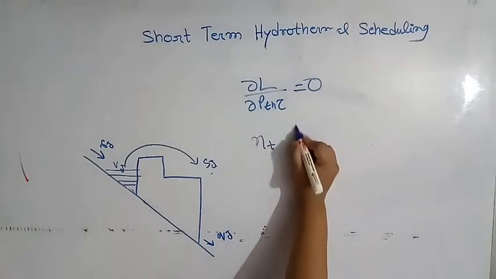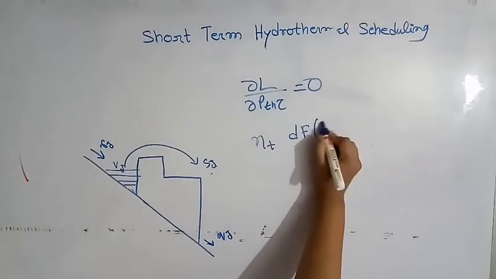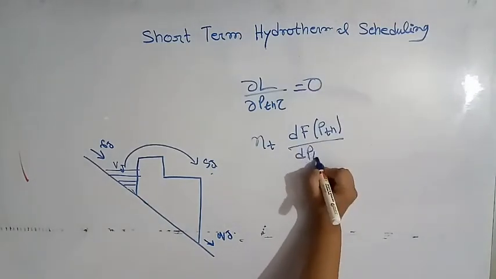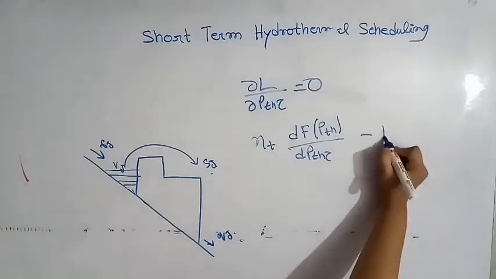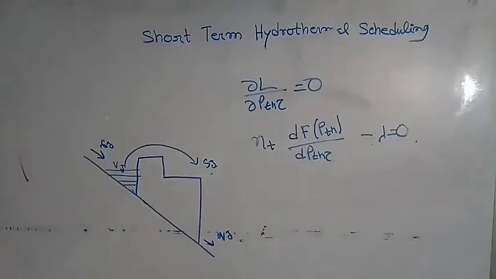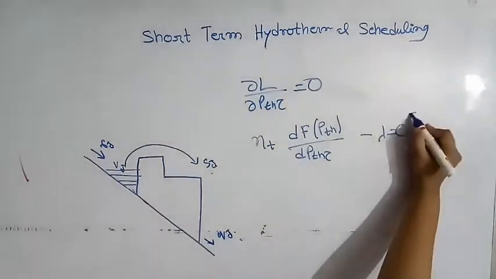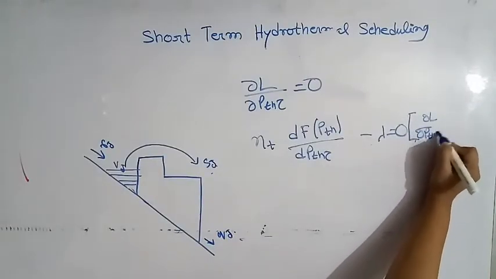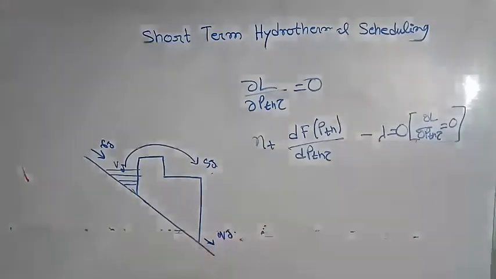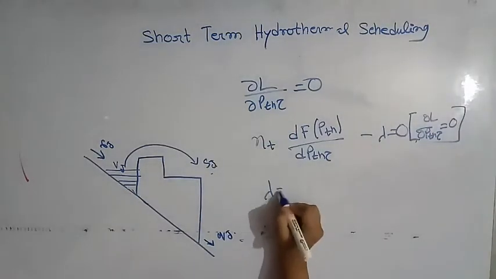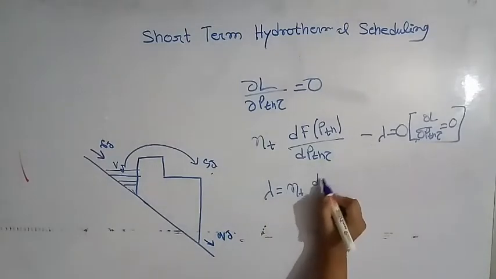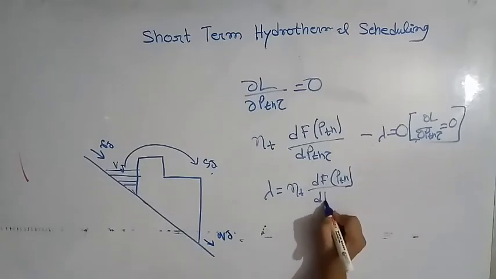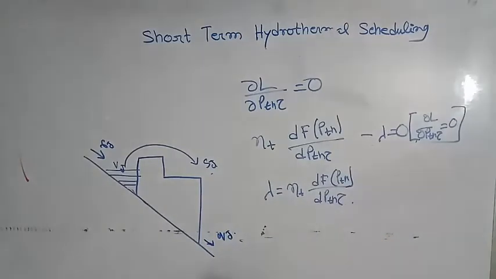NT dF PTH by dPTH tau minus lambda is equal to 0, for delta L by delta PTH tau equal to 0. Now lambda is equal to NT dF PTH by dPTH tau.